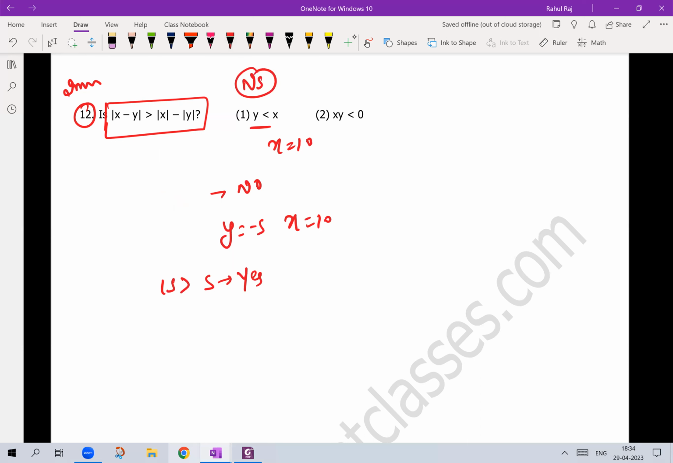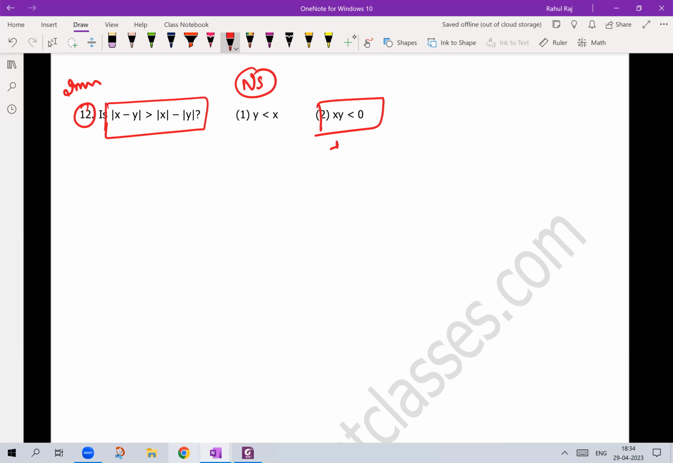Now for option number 2, what have you got, Mank? Yes or no situation? Because option number 2 says xy is less than 0. It simply means if x is positive, y is negative. If x is negative, y is positive.